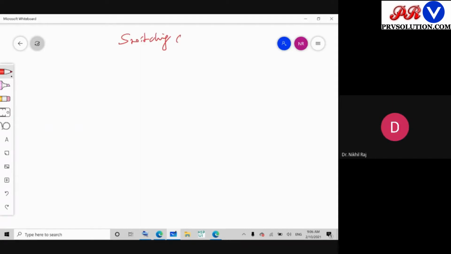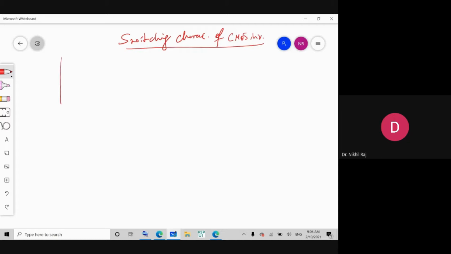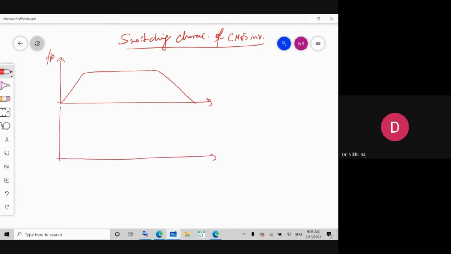So, the switching characteristic of the CMOS inverter. Let me draw it. Say this was your input, where a rise and fall time exists, that's why there is a slope, and depending upon this input the output was there. I think the space is left here, so just erase this part and draw from here, and we are getting some low value here like this.